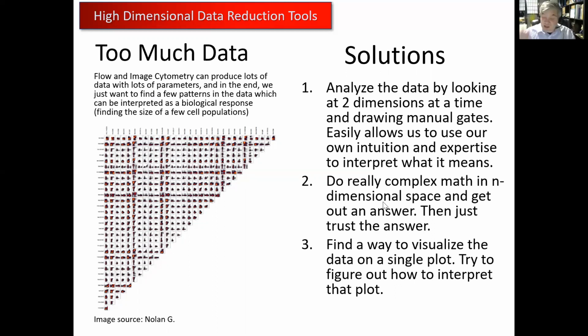The other kind of solution that you can have is do some sort of really complex math in the n-dimensional space and get out an answer and trust that answer, right? And that's what bioinformaticians do, right? They write tools, they write software packages to do really complex math that can give you an answer as a scientist, and then you have to trust that answer. And you can trust those people, right?